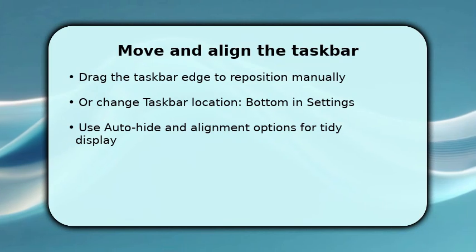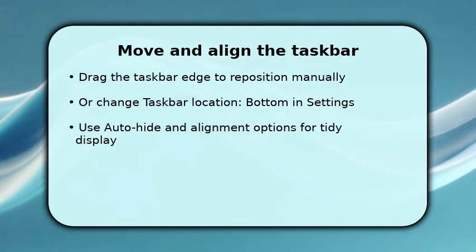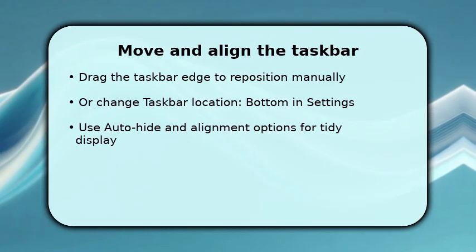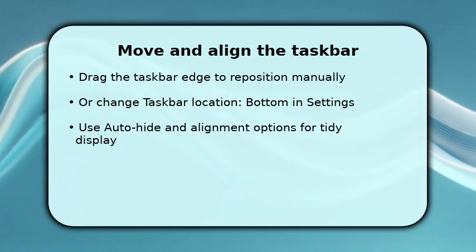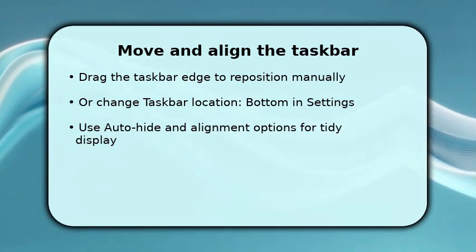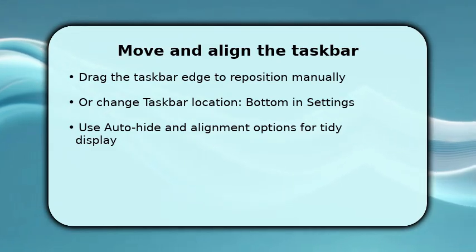Now you move the bar. If unlocked, click a blank part of the taskbar and drag it toward the bottom edge until it snaps. This is quickest for manual placement. Alternatively, in Settings under Taskbar Behaviors, choose Taskbar Location on Screen and select Bottom to force exact placement.